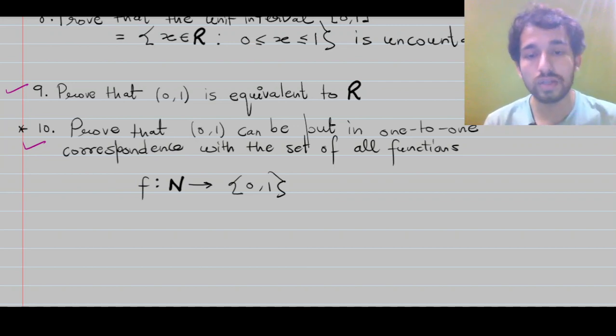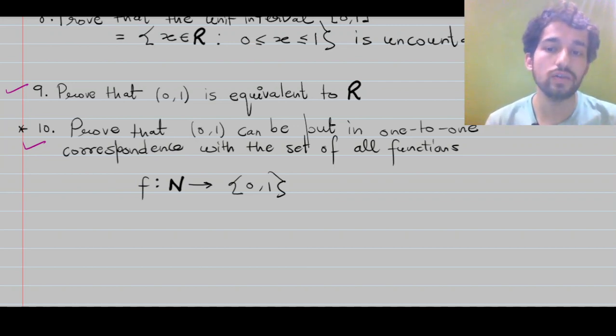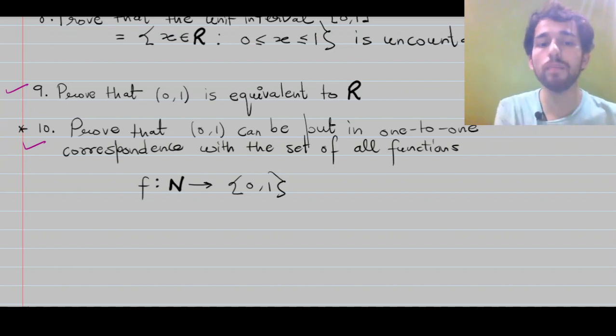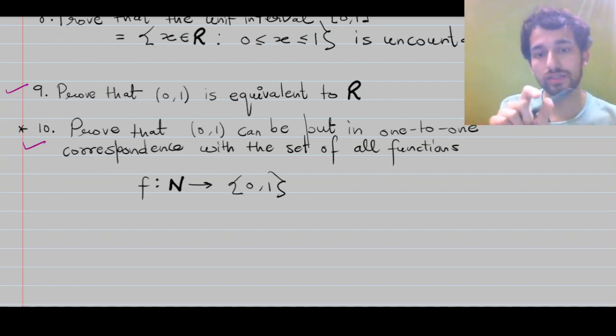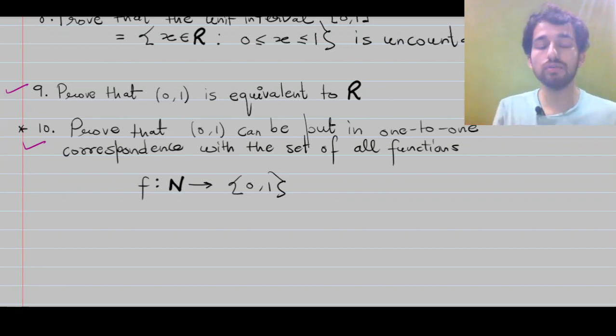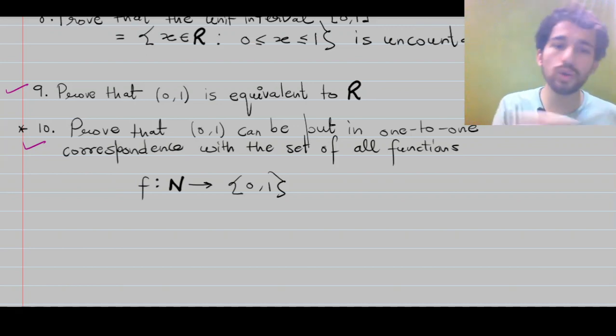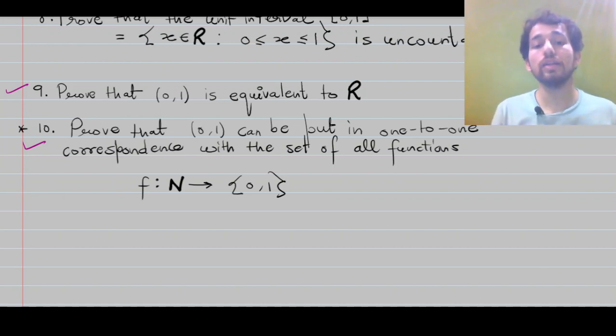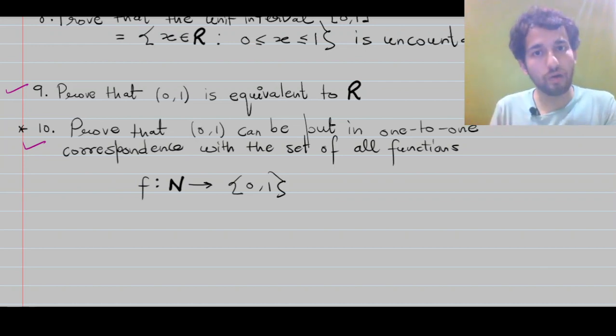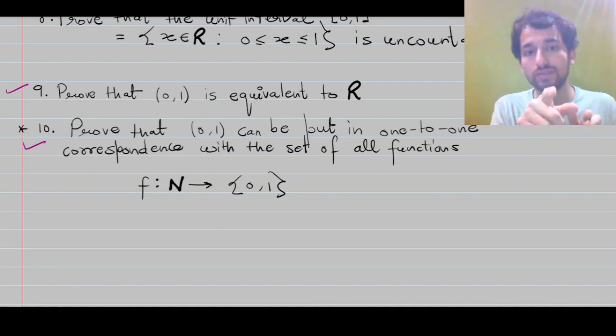Prove that the open interval (0, 1) can be put in one-to-one correspondence with the set of all functions f, where these functions are defined from the set of natural numbers to a set which contains only two elements, 0 and 1. So if you collect all those functions defined from the set of natural numbers to this set of two elements, 0 and 1, then you can put this collection of maps in one-to-one correspondence with the open interval (0, 1).